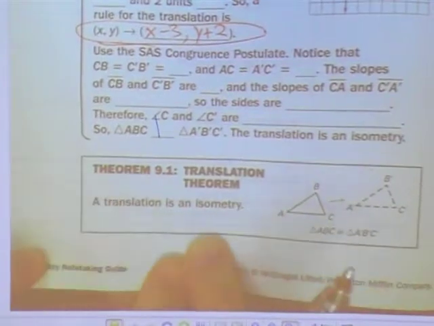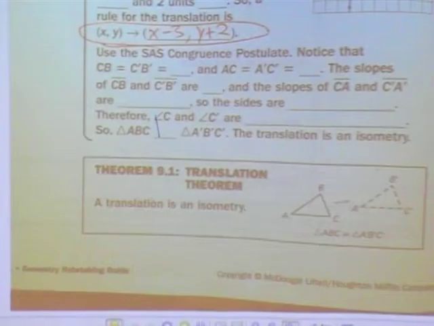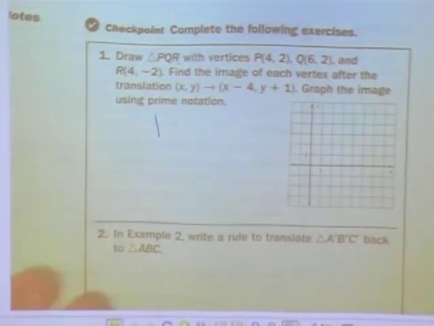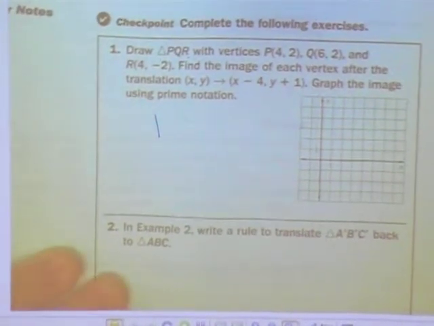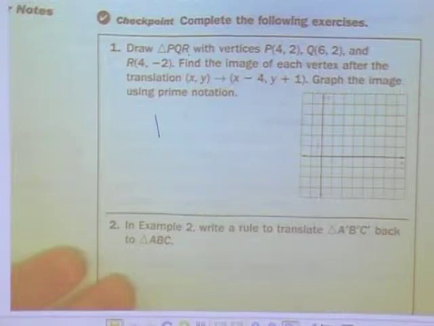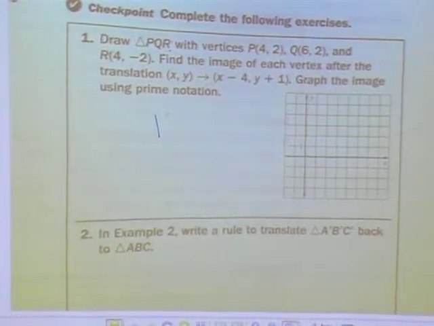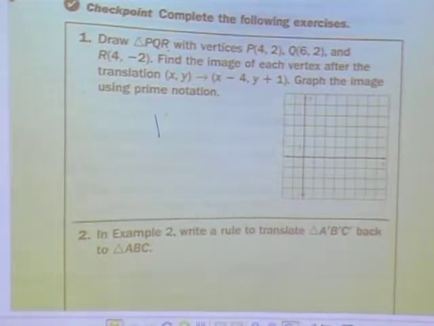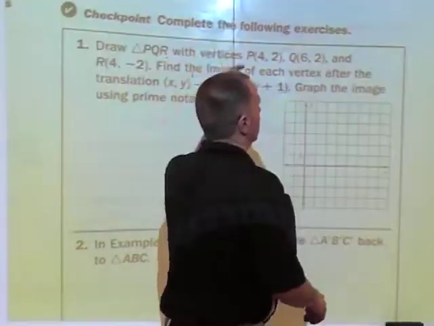All right, let's go to the translation theorem. Translation is an isometry. Basically, all the rules have the same slopes of what's going on, right? Okay. All right, checkpoint. Everybody do this. Draw PQR and draw the image.